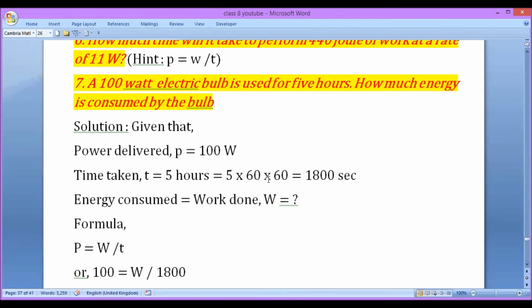5 multiplied by 60, converted into minutes, and multiplied by 60 again, converted into seconds. So 5 hours is equal to 18000 second. We have to convert it into the second. Now the energy consumed is equal to the work done, W, which you can calculate easily by using this formula, power P is equal to W by T.